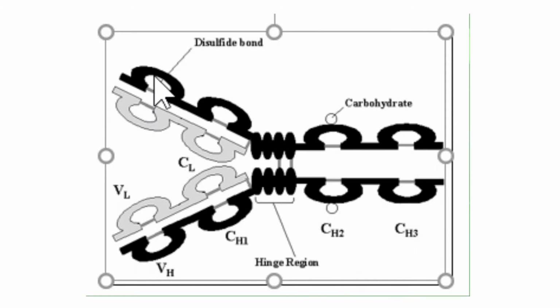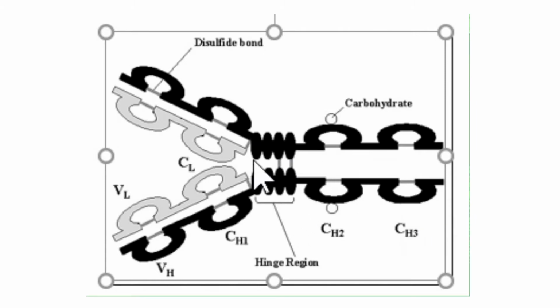So these are two heavy chains, and these are the two light chains. This area is the variable light chain, which is only one. This is the variable light chain, and this is the variable heavy chain. This is the constant light chain, and these are the constant heavy chains. So there will be three constant heavy domains and one constant light domain.